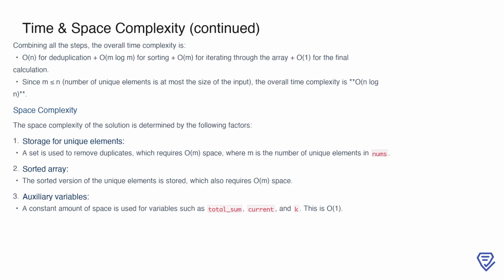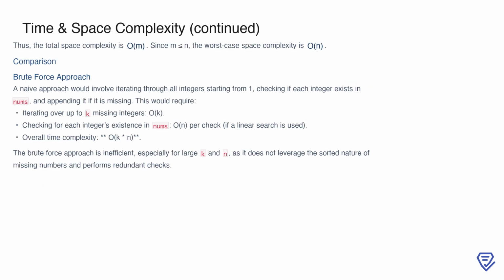Moving on to space complexity, the solution requires space for the set used to store unique elements, which takes O(m) space. Additionally, the sorted version of these unique elements also requires O(m) space. Beyond this, the algorithm uses only a constant amount of auxiliary space for variables like total_sum, current, and k, which amounts to O(1). Therefore, the overall space complexity is O(m), which in the worst case is O(n), since the number of unique elements cannot exceed the size of the input array.